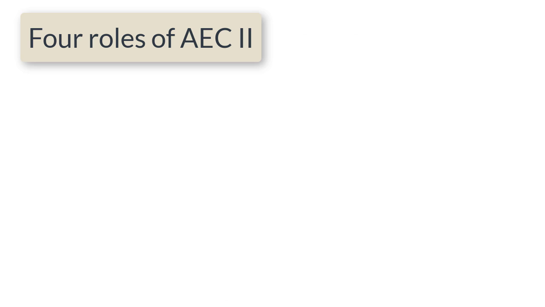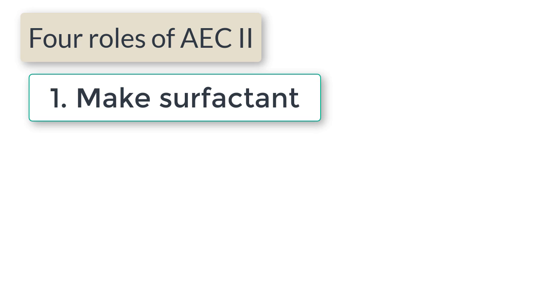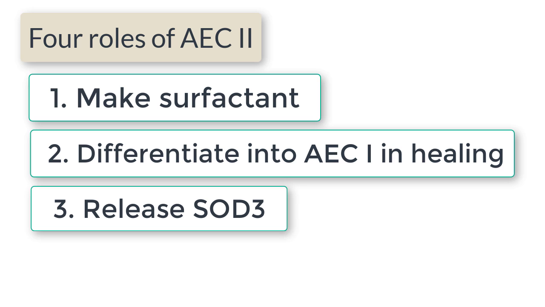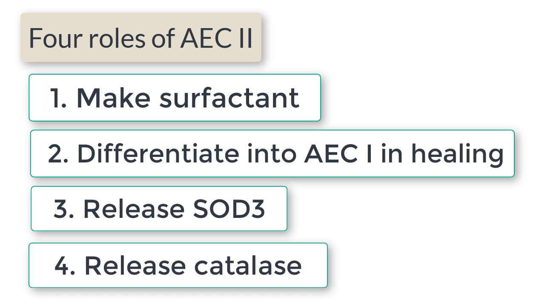There are 4 roles that could get wiped out by the death or impairment of these type 2 pulmonary epithelial cells due to infection with the virus. The roles include making surfactant, differentiating into AEC type 1 cells in healing, releasing superoxide dismutase 3, and releasing catalase. Let's take a look at each of these.